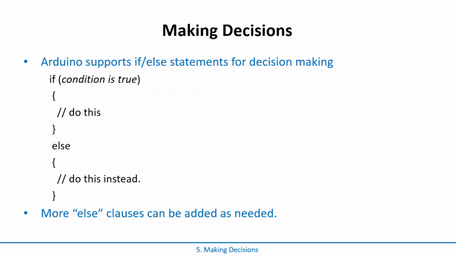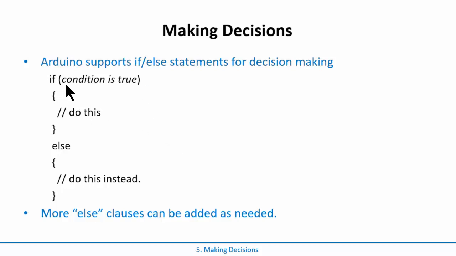Okay, so now we've got our math, and it's time to start looking at making decisions. All right, now when you make decisions with an Arduino, there's kind of two primary ways to do it. You either do it with an if-then, or you do it with a case statement or a switch case statement. The if-then is probably the most common.